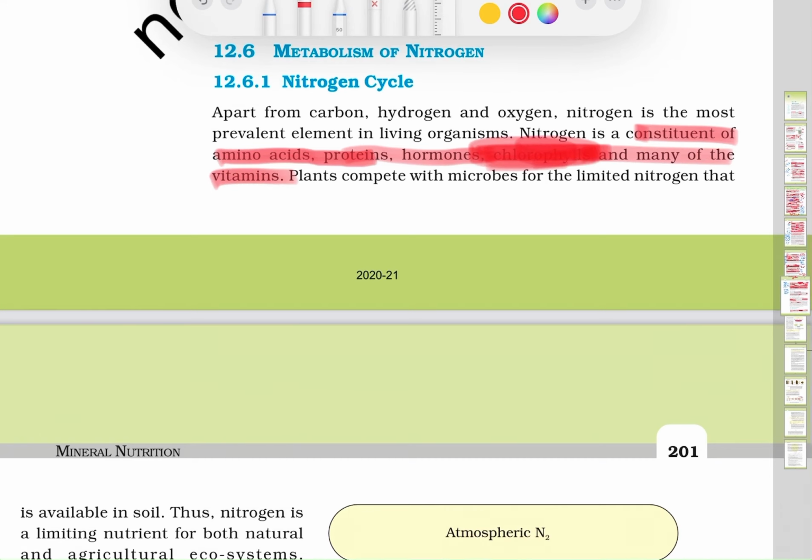Plants compete with microbes for the limited nitrogen that's available in soil.